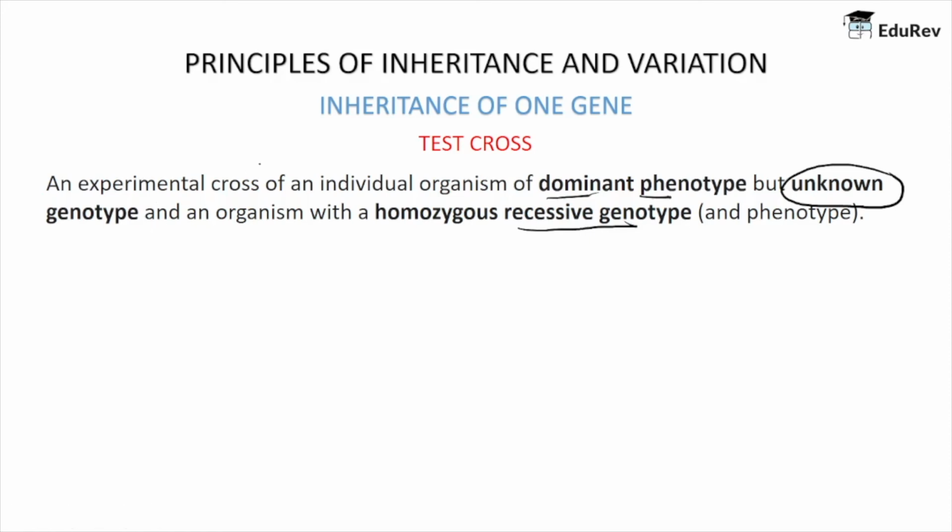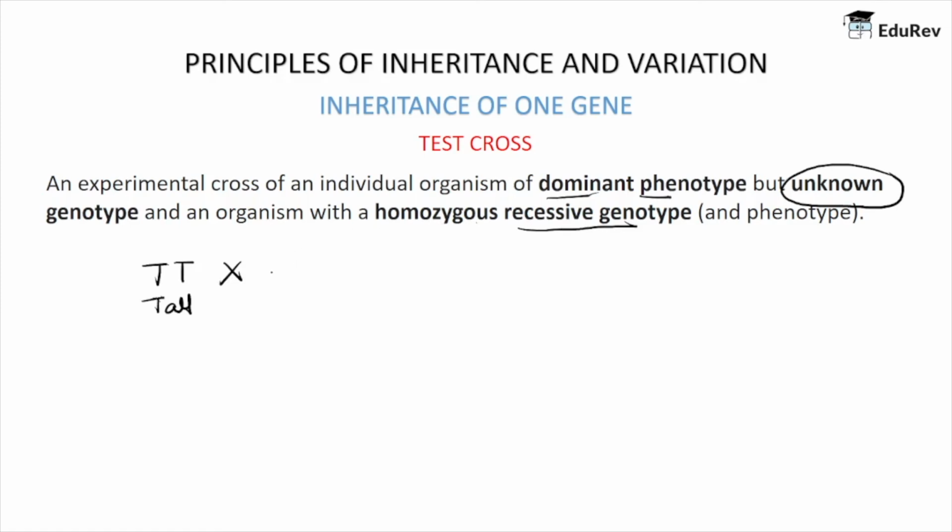And how? By crossing an individual with dominant phenotype. Now, dominant phenotype of a plant, for example, let us say, take the height, capital T, capital T. So, this is the dominant phenotype because you will find that the plant is tall. But you don't know its genotype yet. We don't know if it is homozygous tall or heterozygous tall. So, I am just going by this capital T first. And then I am crossing it with an organism with a homozygous recessive genotype.